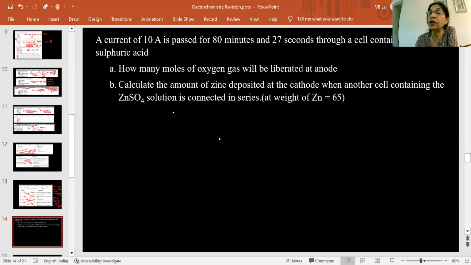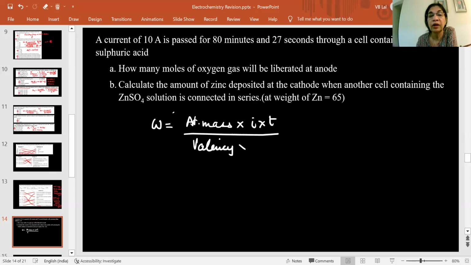But the formula that we have, what do we find? We find the mass. So we have to find W is equal to atomic mass into I into T divided by valency into 96500. I hope you have understood this. Now atomic mass of oxygen, all of you know. For oxygen, it is 16. So 16 into I is given 10 amperes into the time, 80 minutes and 27 seconds.